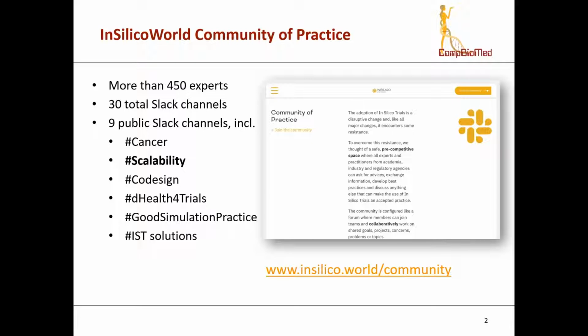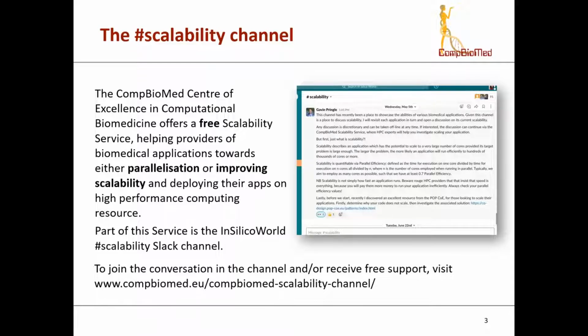One particular channel that I'm interested in is the scalability channel, because this forms part of Comp Biomed's own scalability service. So Comp Biomed is a centre of excellence in computational biomedicine, and we offer a free scalability service. This helps providers of biomedical applications towards either parallelization, so that would be taking your application and making it parallel to run on large high-performance computing. Or if your application already runs in parallel, this service helps you improve its scalability, so you can run either faster or larger simulations. So a key part of this service is the In Silico World Scalability Slack channel. And so if you'd like to join the conversation, or indeed receive free support from Comp Biomed, then the URL here will give you a link to more information and access to In Silico World directly.